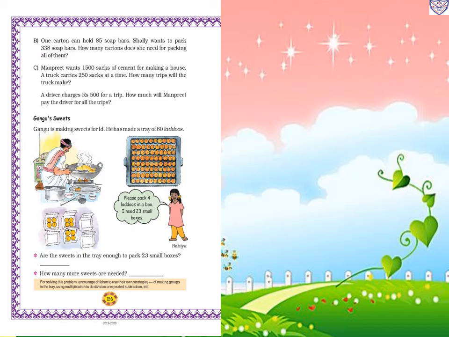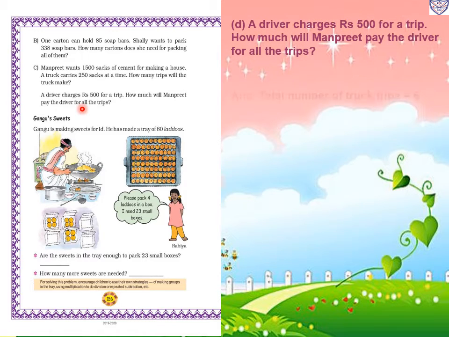So in the same page 126, C, question number 3, another question is also there. A driver charges rupees 500 for a trip. How much will Manpreet pay the driver for all the trips? So how many trips happened?